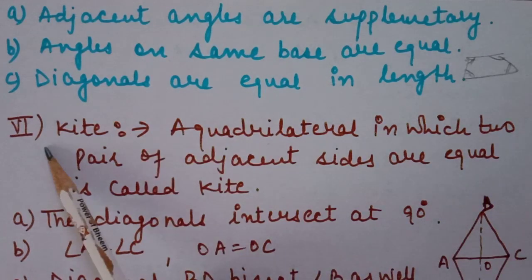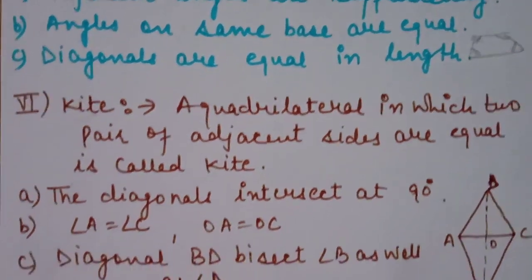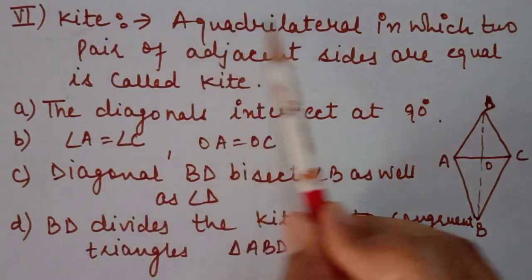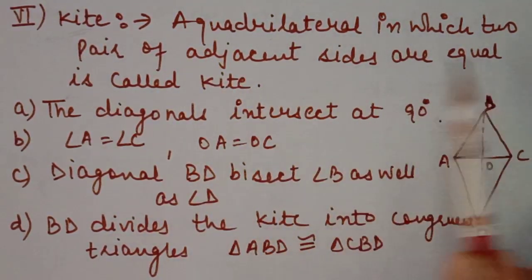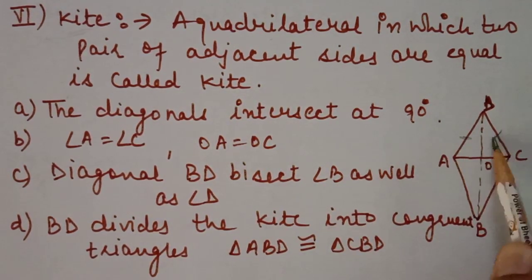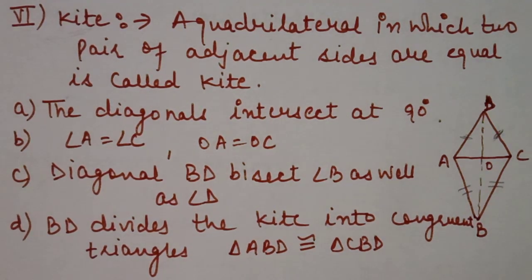The next diagram is the kite. You know it very well. What is a kite? Students, a quadrilateral in which two pairs of adjacent sides are equal, we call a kite. It is very special. This is a diagram of a kite. These two adjacent sides are equal to each other, and these two adjacent sides are equal to each other: AD equals CD and AB equals CB. So if two pairs of adjacent sides are equal in a quadrilateral, we call it a kite.